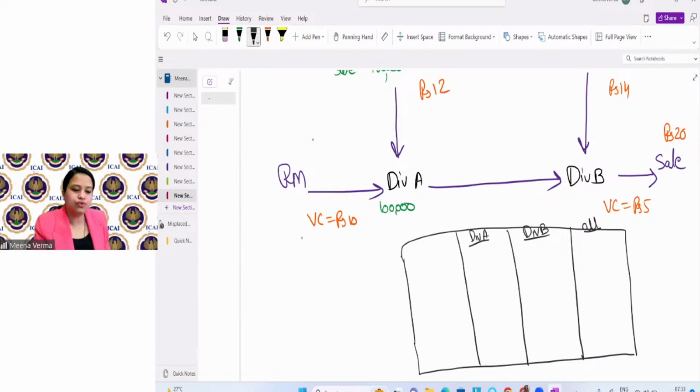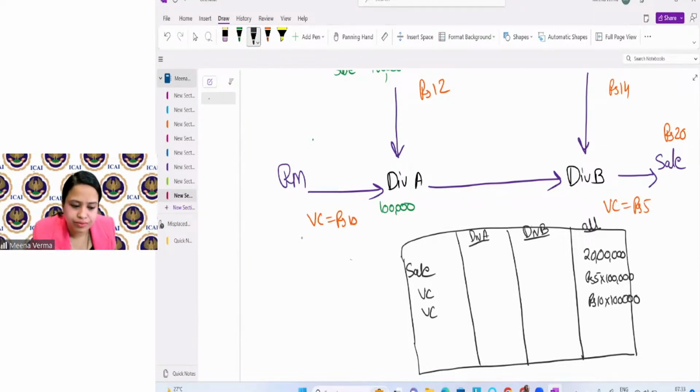So you will first see the final sale value. The final sale value of 1 lakh units is how much? 1 lakh. This is the final sale value. What is the variable cost? The variable costs we are incurring are rupees 5 and rupees 10. Overall profitability is rupees 5.